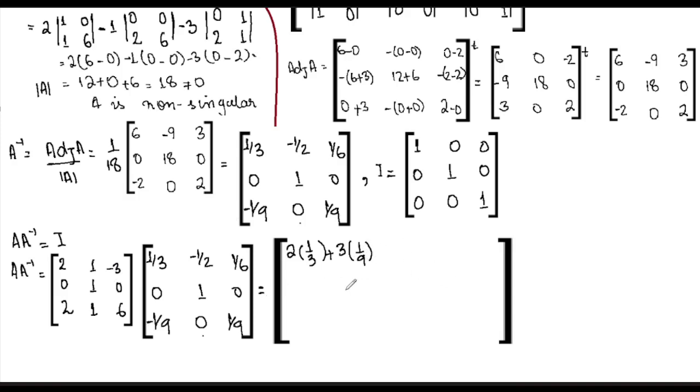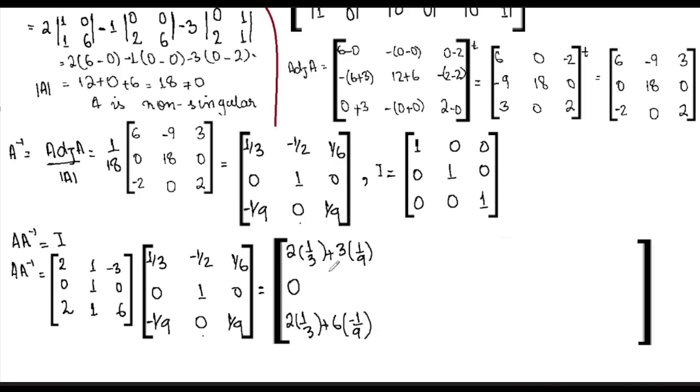Then for the second row and the first column, we are going to multiply the second row with the first column. So 0 into this gives us 0, 1 into 0 gives us 0, and 0 into this one gives us 0 as well. So we are going to write 0 as the result. Then we have this last row and first column. So this last row will be multiplied with the first column. So we have 2 into 1 by 3 plus 1 into 0 gives us 0, and then plus 6 into minus 1 by 9.